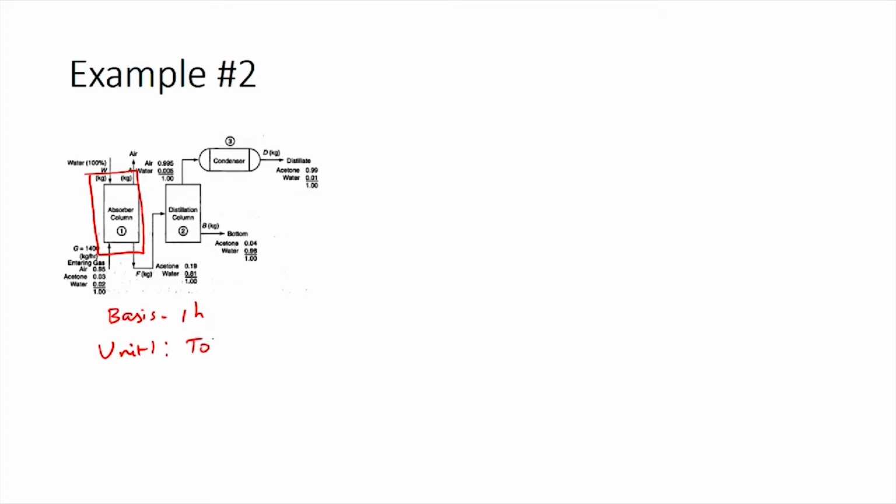The total balance for unit 1 would be input equals output, as it is a non-reactive process at steady state. So, you have 2 inputs which are W plus G giving you output streams which are A plus F. We already know G, so we can write it down as W plus 1400 equals A plus F. Now, we can write component balances.